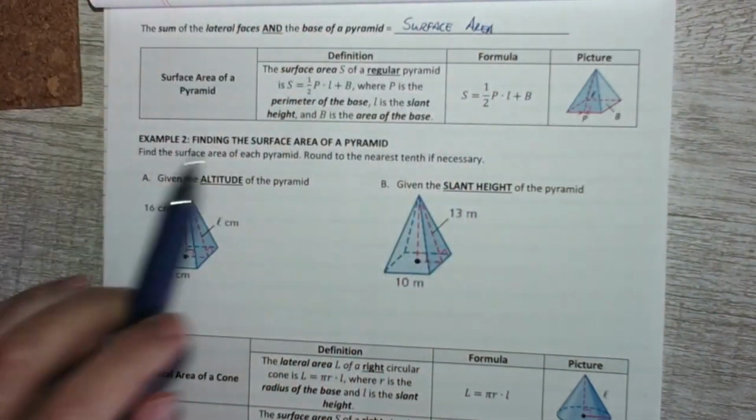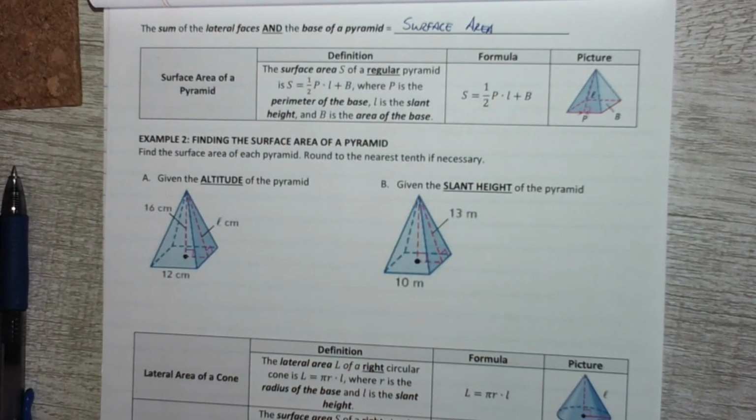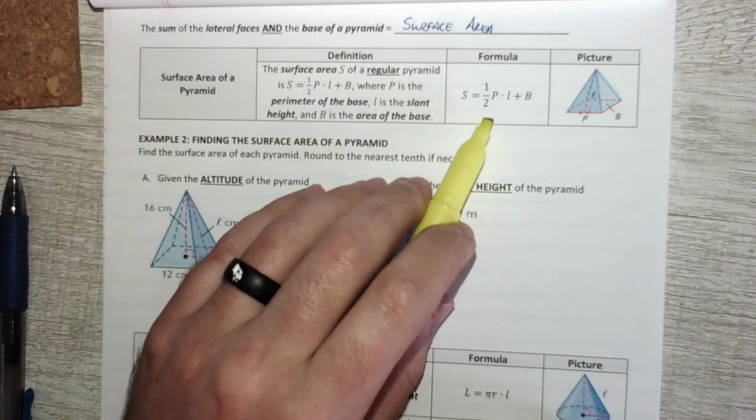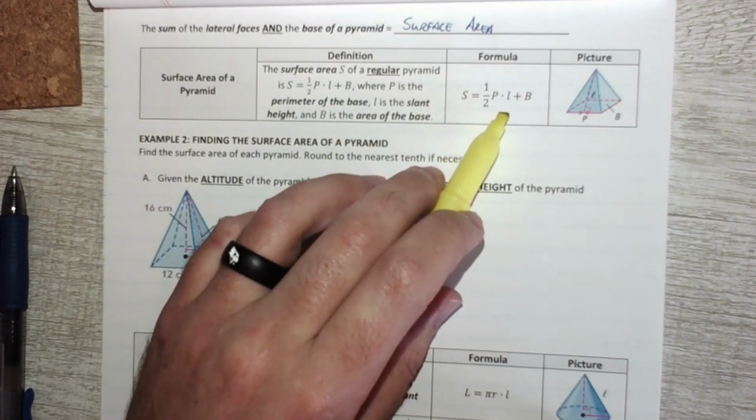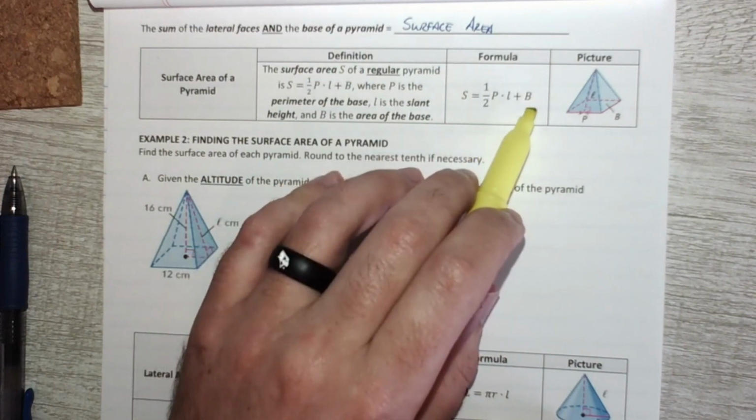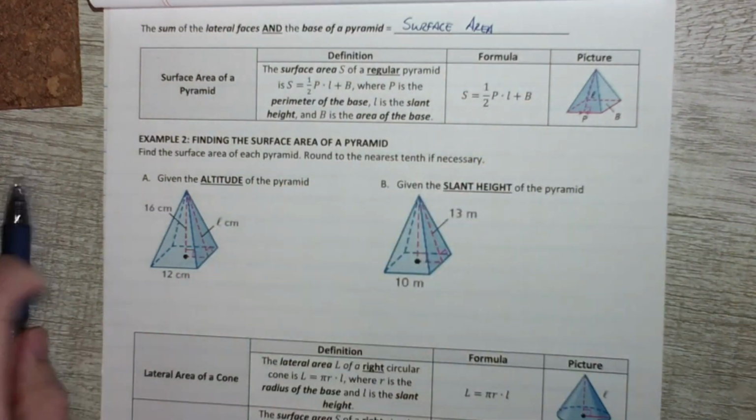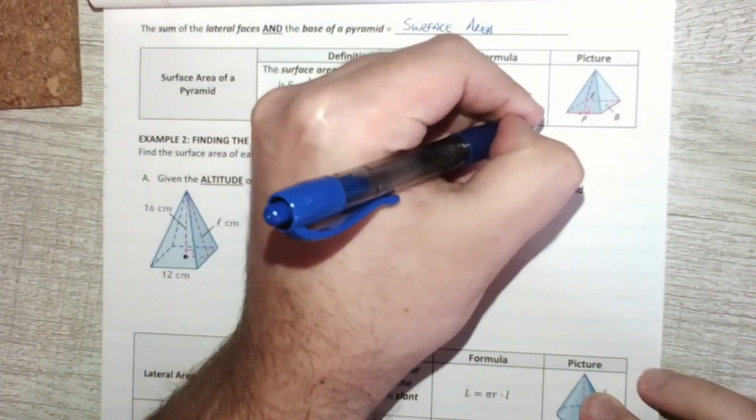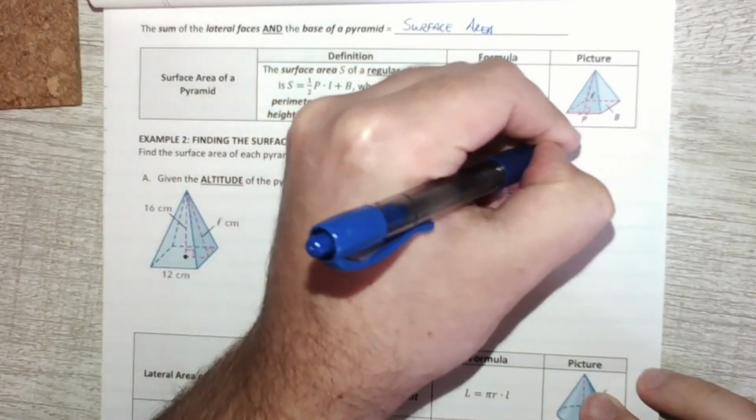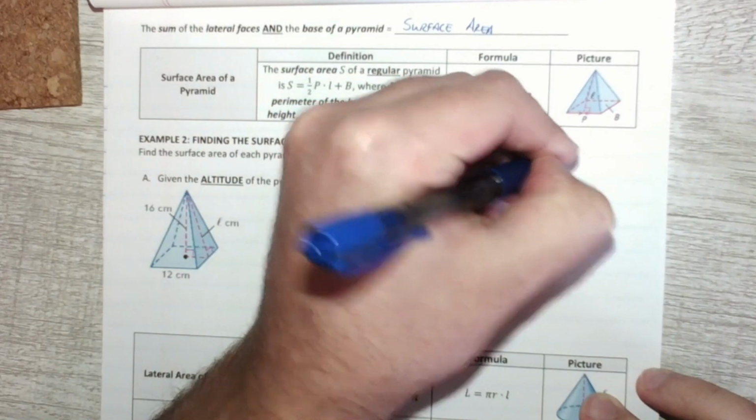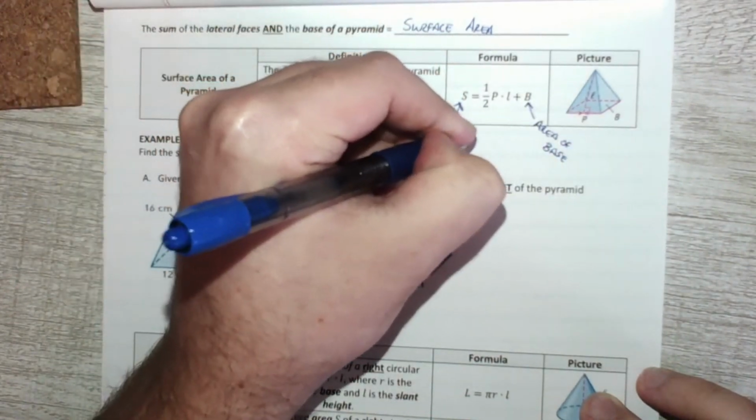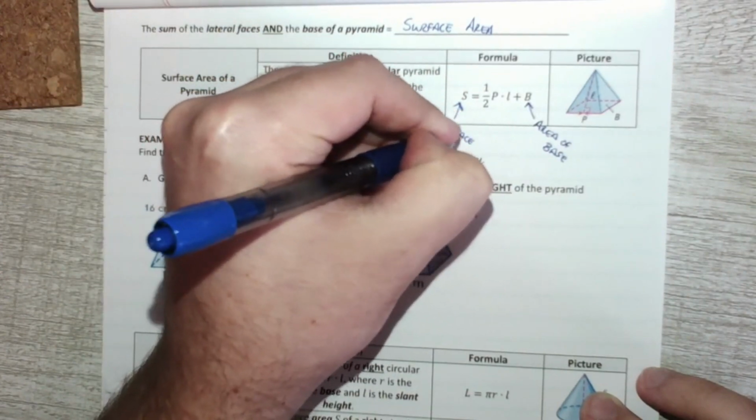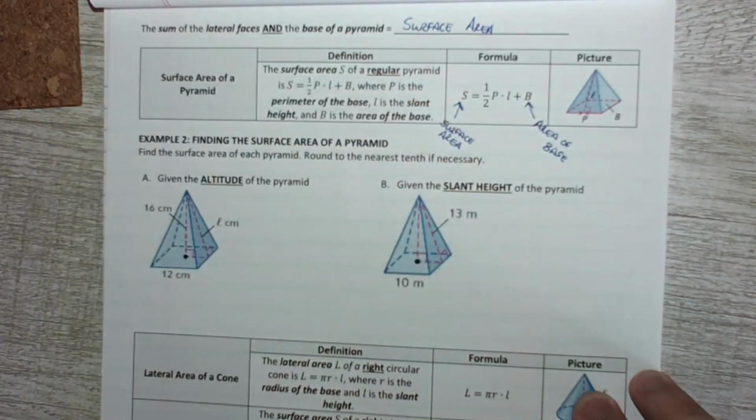Okay, so the surface area of a pyramid is going to use the formula surface area equals 1/2 of the perimeter of the base times the slant height plus the area of the base. So this is going to stand for the area of the base, and this S is going to stand for surface area instead of lateral area. Remember, those are two different things.